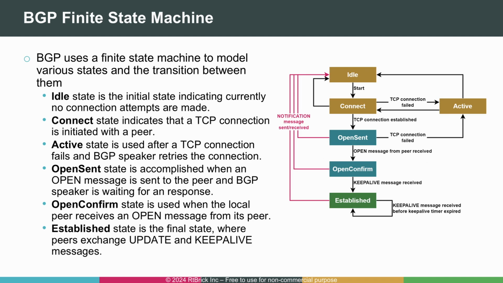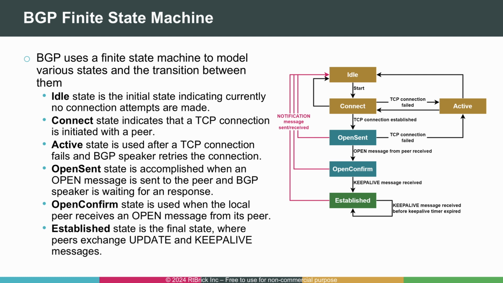BGP maintains a finite state machine for each configured peer to represent the various BGP peering states and define the transitions between them. This overview of the state machine will help you with troubleshooting. Initially, a BGP speaker is in the idle state. In this state, all incoming BGP connections are refused, and no resources are allocated to the peer.